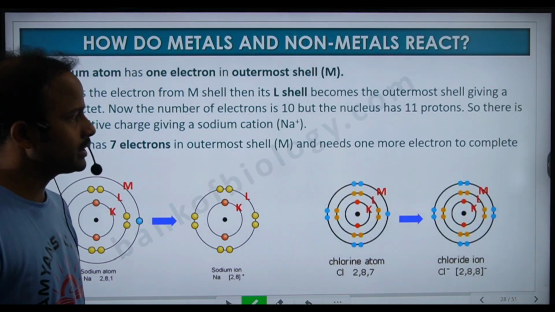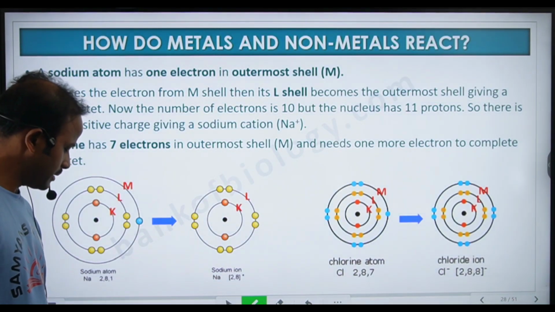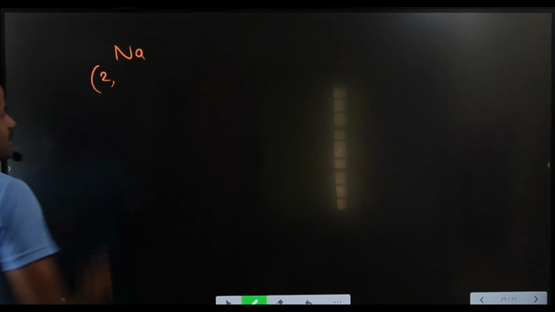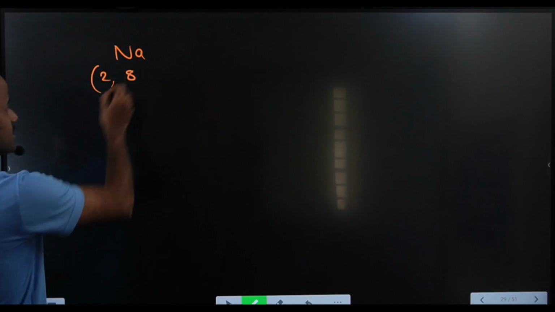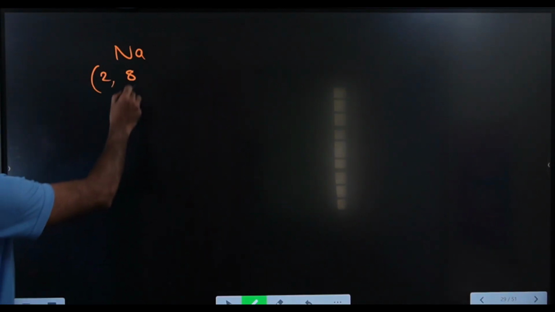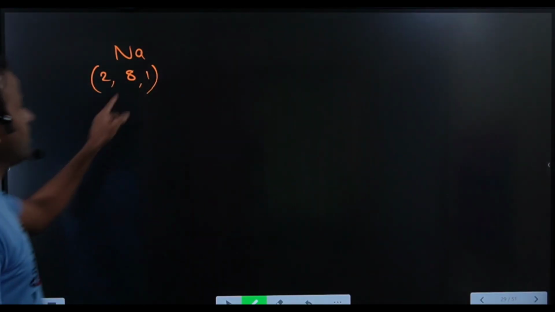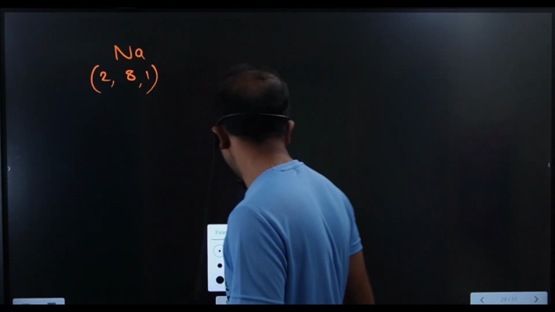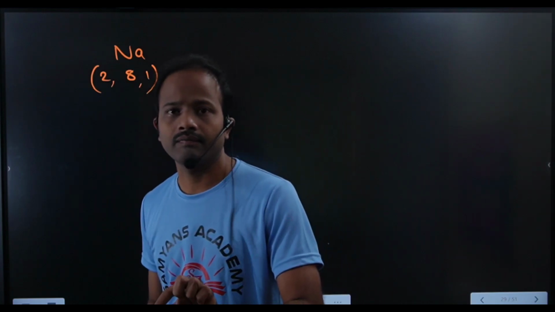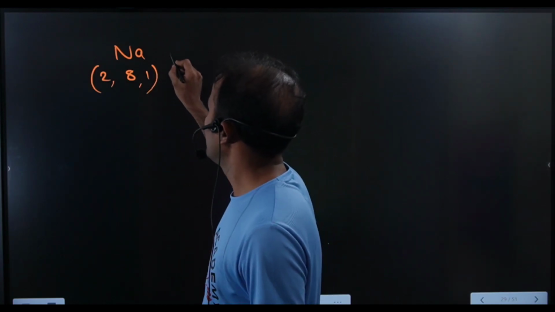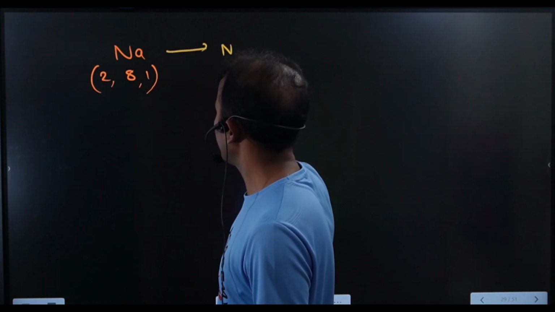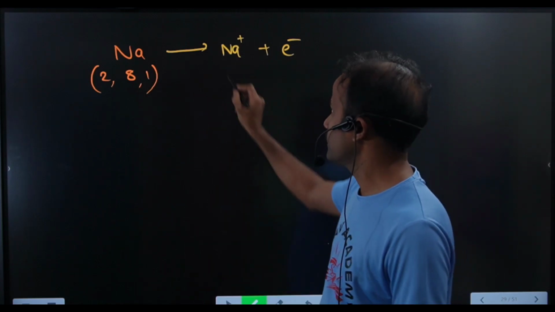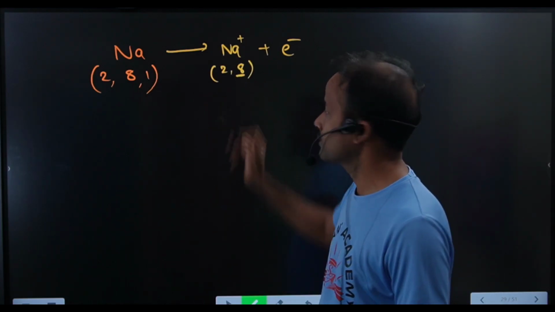Now you see, every metal atom tries to get a noble gas configuration. For example, when you take sodium, in the first orbit it has 2 electrons, in the second orbit it has 8 electrons, and in the third orbit it has only 1 electron. To get the octet electron configuration, it has to lose its electron, right? So what will it do? It loses 1 electron and forms the Na plus ion. Now you see, we get the Na plus ion after losing 1 electron. Now it will get the octet configuration.